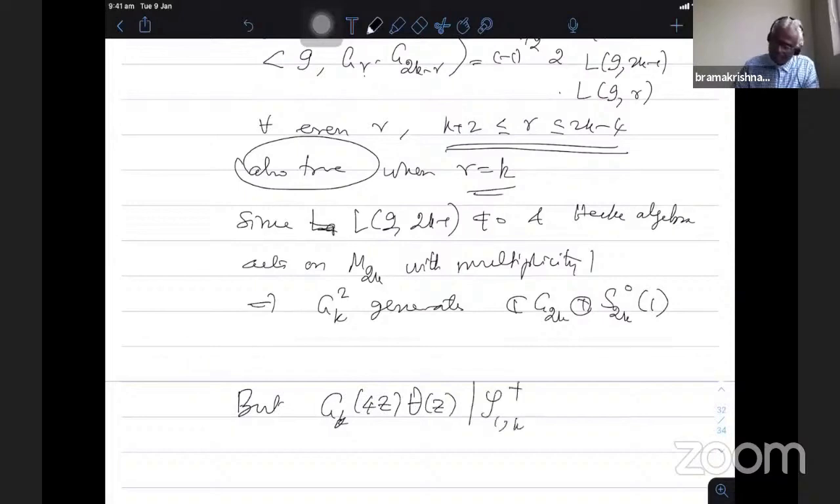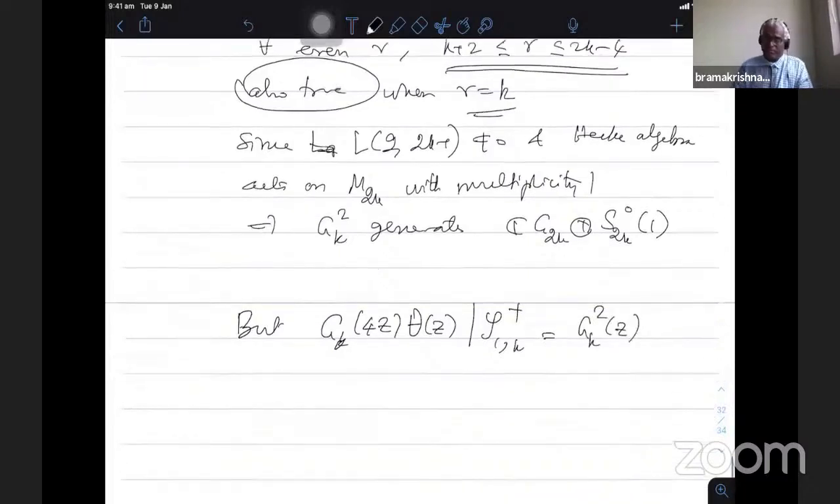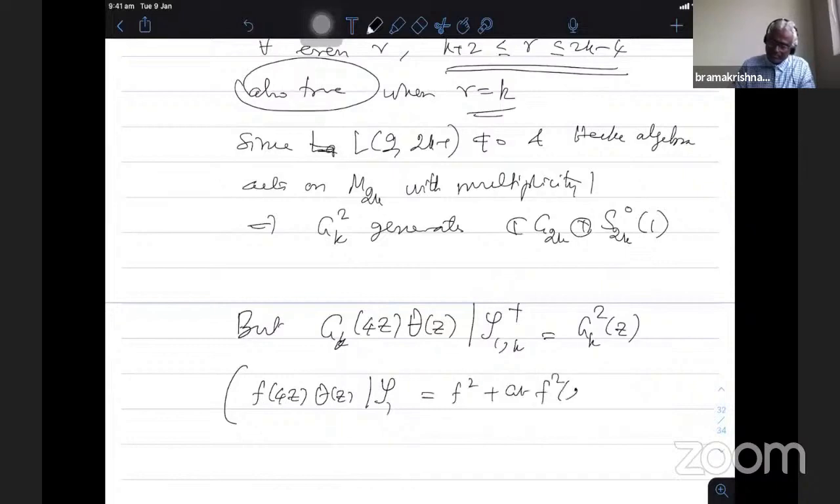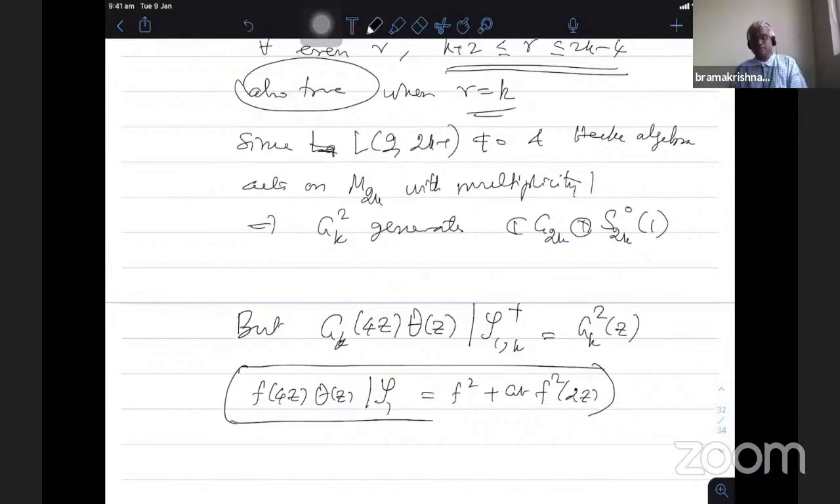This is nothing but GK square of Z. You remember the Shimura property which I mentioned, as observed by Selberg: if f is a Hecke eigenform, and I take f of 4Z and theta of Z and apply the Shimura lift, this is given in terms of f square plus a constant times f square of 2Z. So this is what Selberg's method gives, which we will see in one lecture.